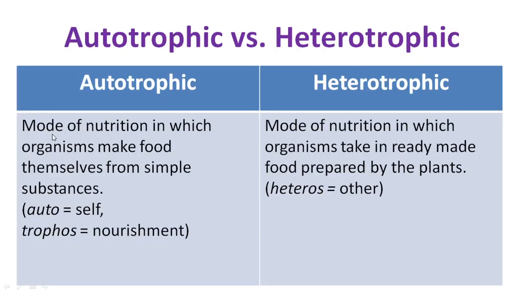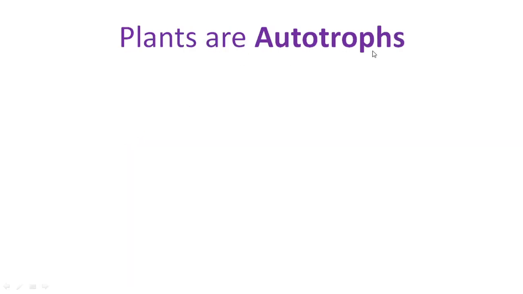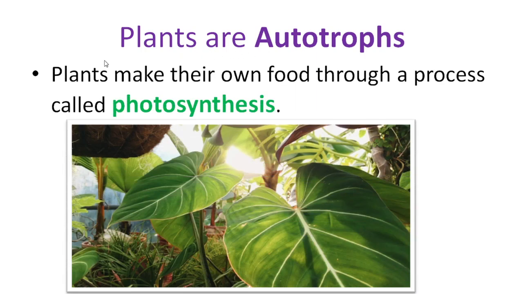We all know that plants are autotrophs. Plants are autotrophs because they follow the autotrophic mode of nutrition, right? So plants are autotrophs. Plants make their own food. Right, and plants make their own food through a particular process called photosynthesis.